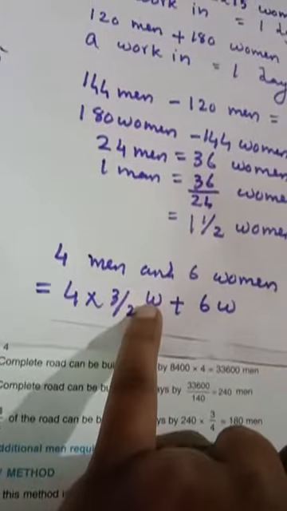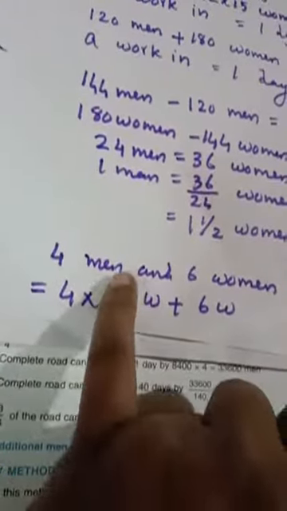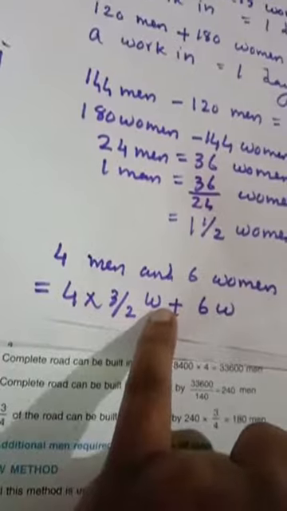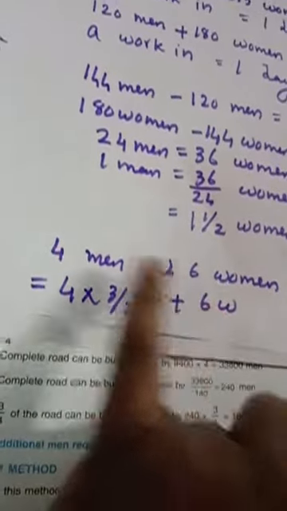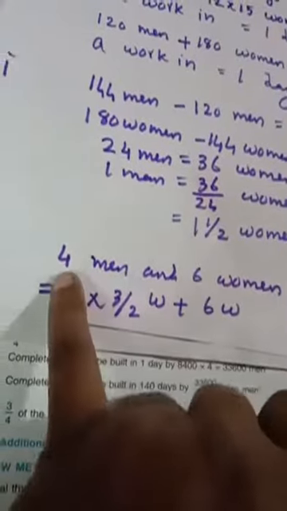That is 4 into 3 by 2 women. 4 men is equal to 4 into 3 by 2 women plus this 6 women. Okay, either you want to convert this men into women or women into men.